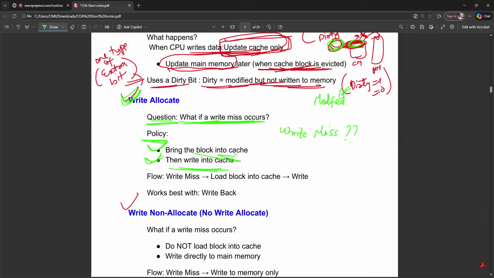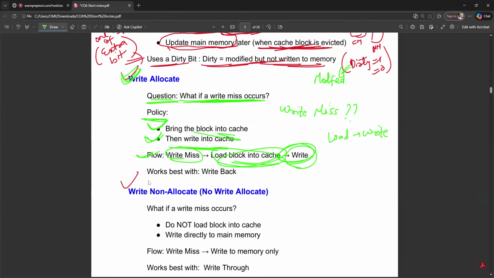First you have to bring the block into the cache, then you have to write it. So this is the flow. If a write miss occurs, then load the block into the cache and then write it. First you load, then write.